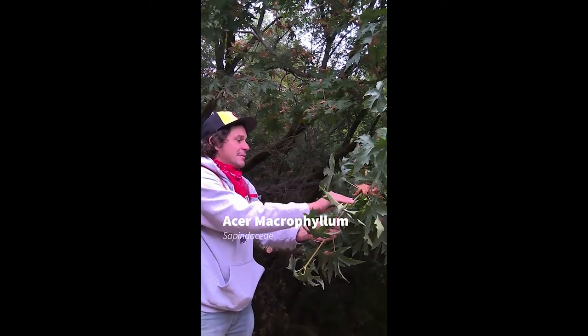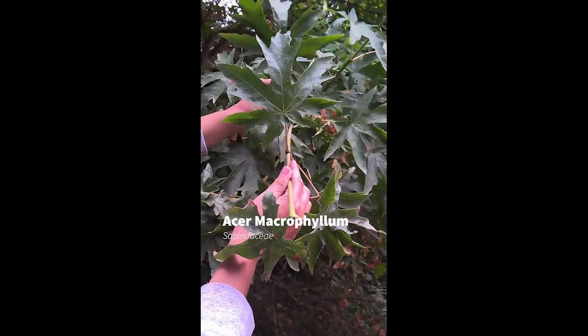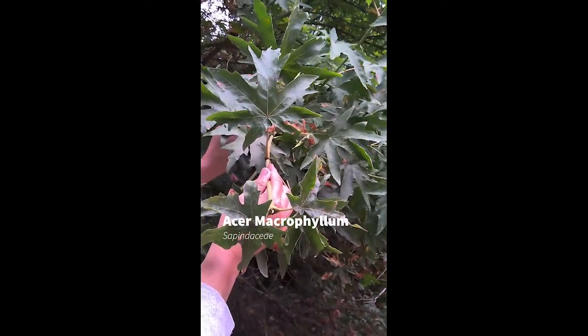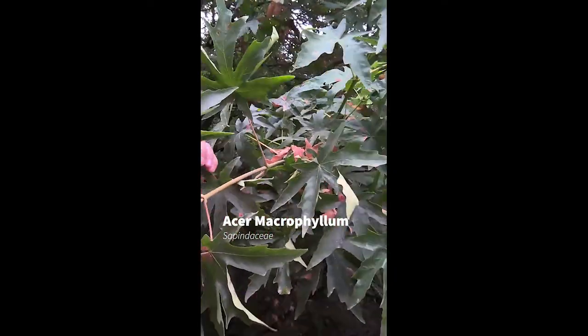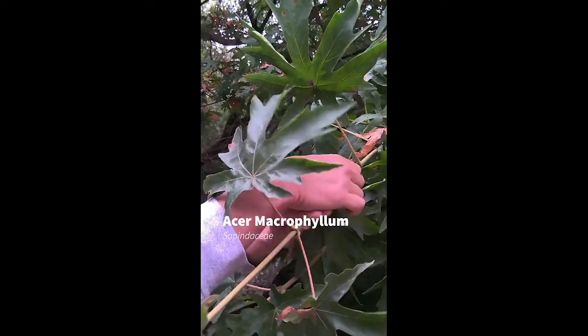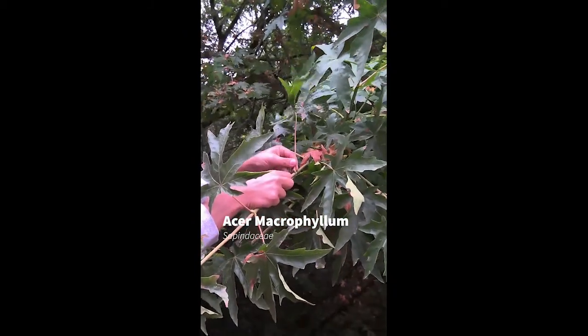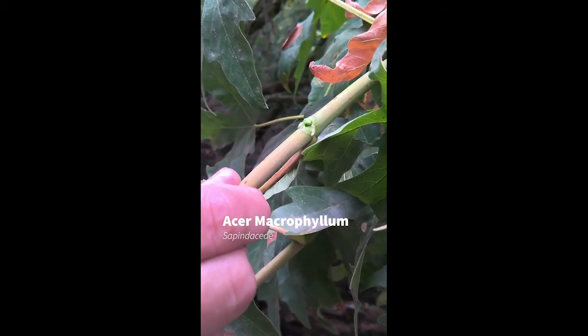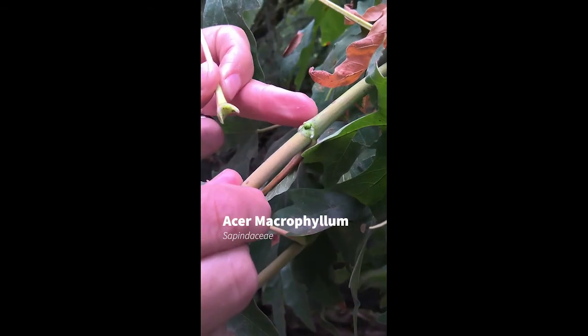They have simple opposite leaves. So this is one leaf, and it is opposite to another leaf right here. Okay? If we want, we can look for the buds. They're kind of hidden by this sheathing petiole here, but you can see it if you go like that. You can see the bud right there.